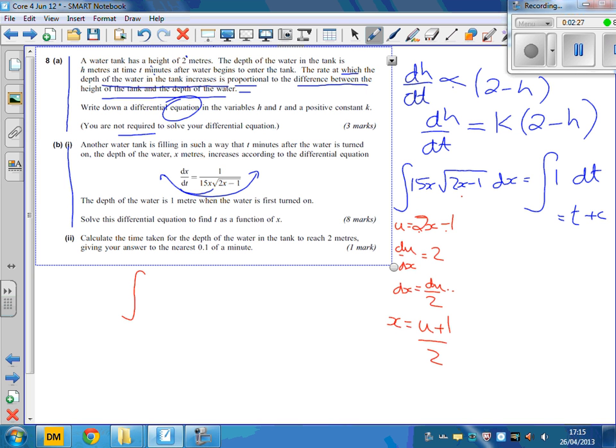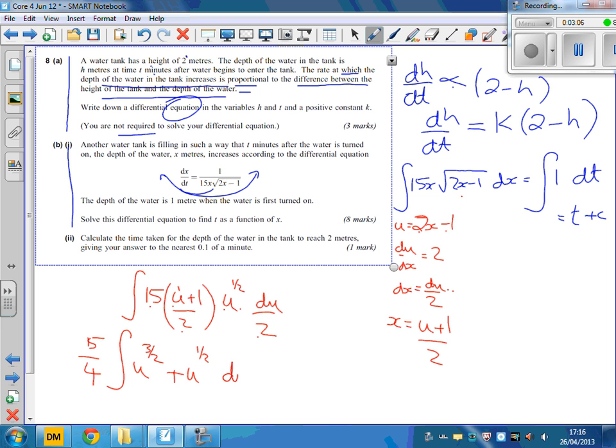So I'm getting the integral of 15 times by the x, which is u plus 1 over 2, times by the square root of this thing here. Well, that's u to the power of a half, because it's square rooting. And I've got a dx as well, which is a du over 2. All of that is all in terms of u. We've got a number, 15, a 2, and a 2, so I'm going to take 15 over 4 out of my integral. I'm going to multiply this out. I've got u to the 1 times by u to the half, which is u to the 3 over 2. And I've got 1 times u to the half, which is u to the half du.